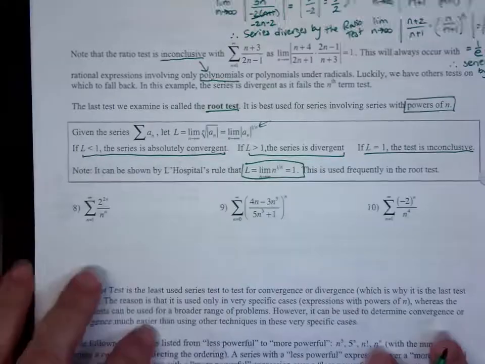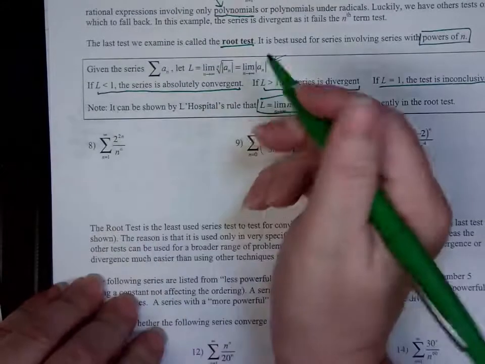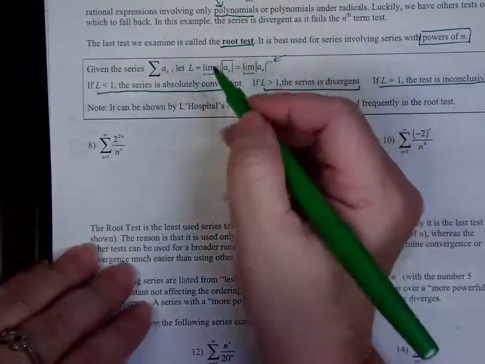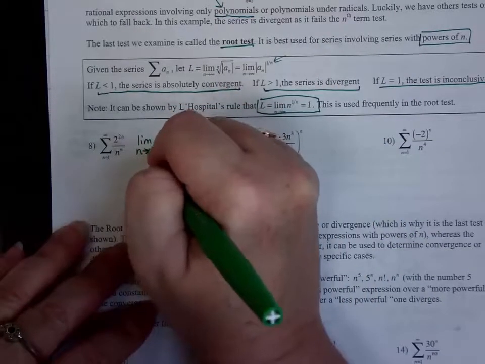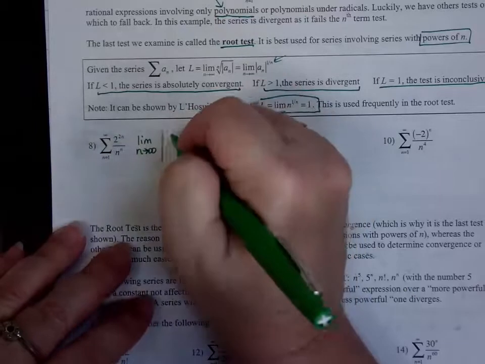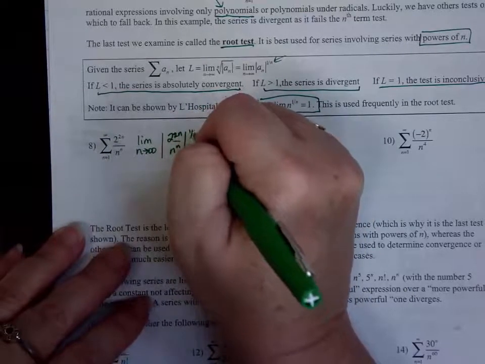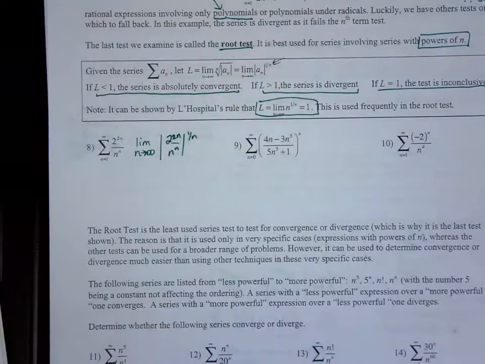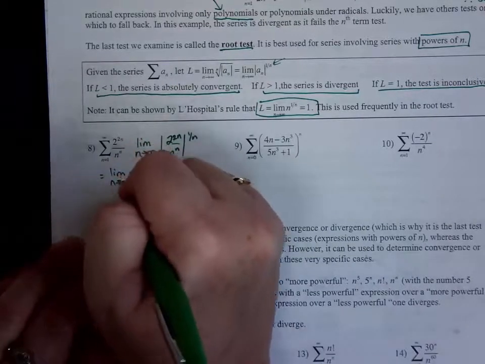So let's look at number 8. Notice that both of these are powers of n. That's why we want to use this test. So what we're going to do is the limit as n approaches infinity, absolute value, take the problem as it is and raise it to the 1 over n. Note, changing to n plus 1s or anything like that, not with this test. We just copy it down, put it in absolute value, raise it to the 1 over n power. And I will show you how wonderfully easy this is.